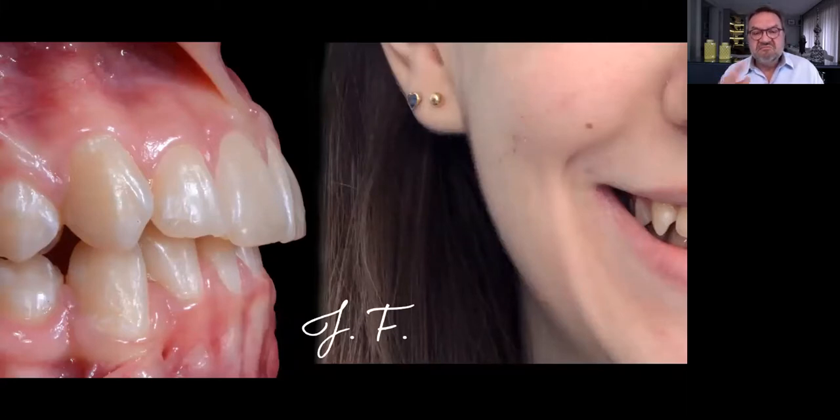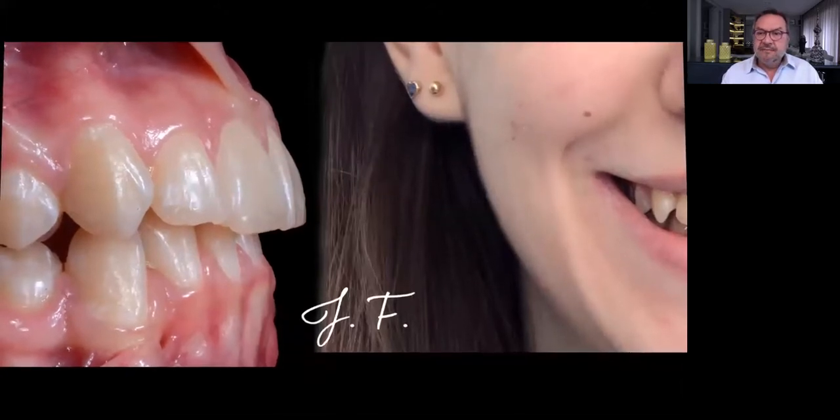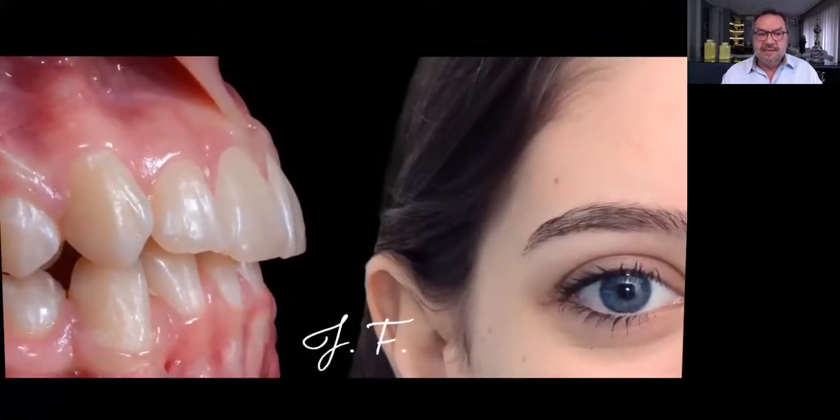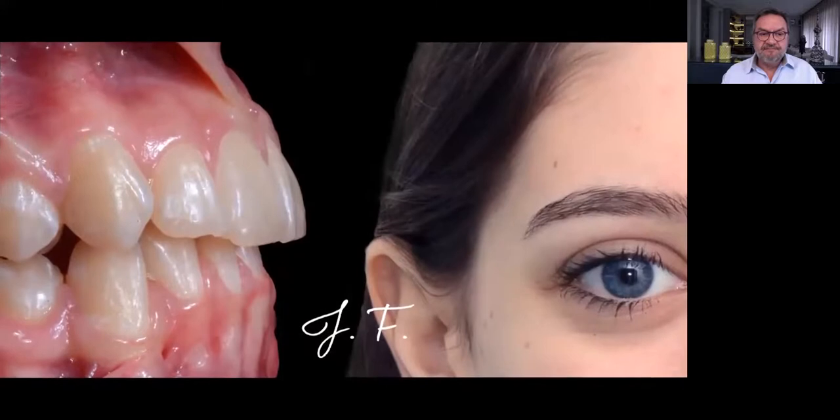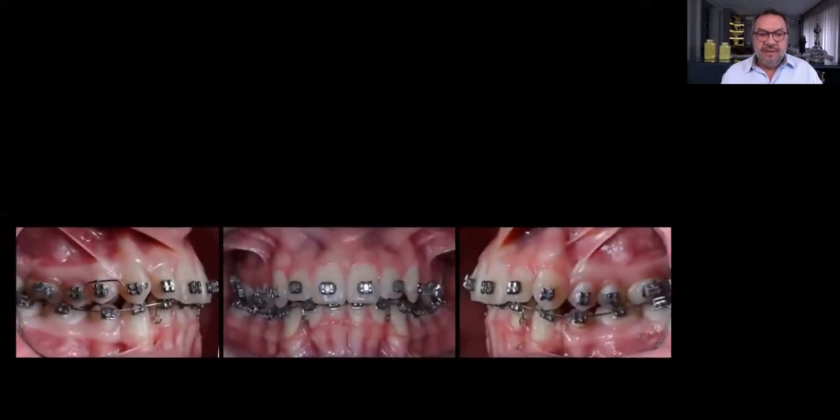I haven't been using Ceph lately. I use it just in patients with bad growth, class 3 patients, that we are going to see, Jaraba Ceph. I like this. I use tomographic slices. So this girl appeared in my office exhibiting this malocclusion. She came from another orthodontist, a colleague. She's not from my town.